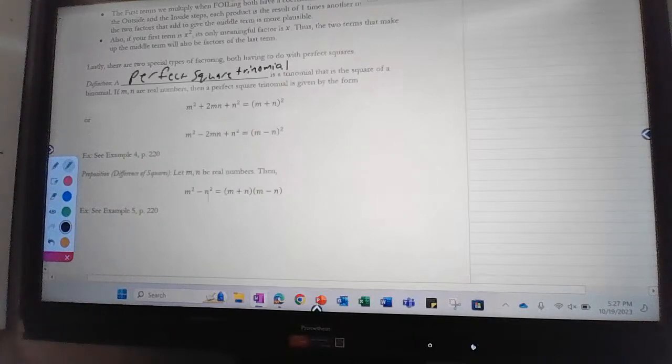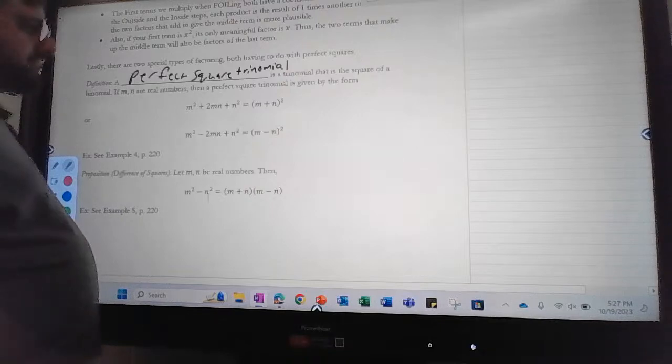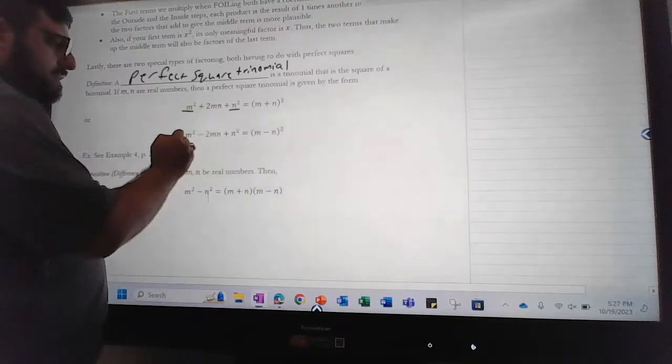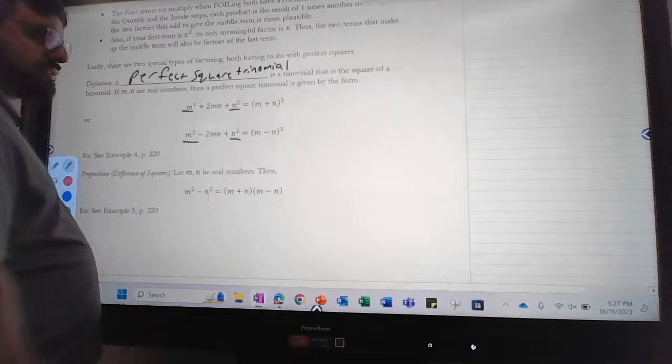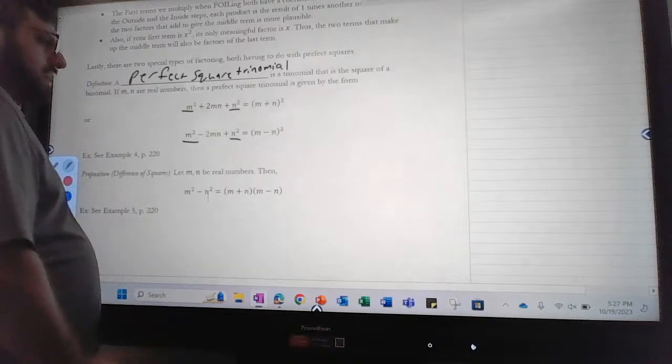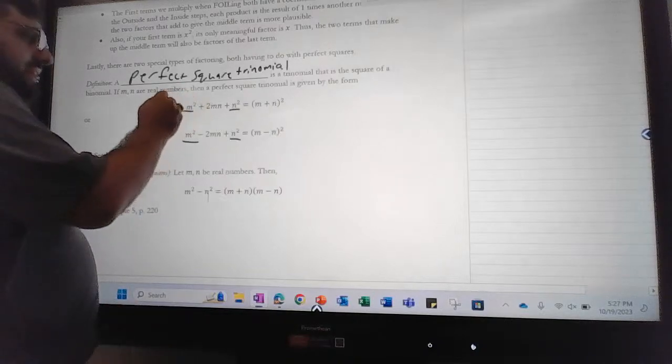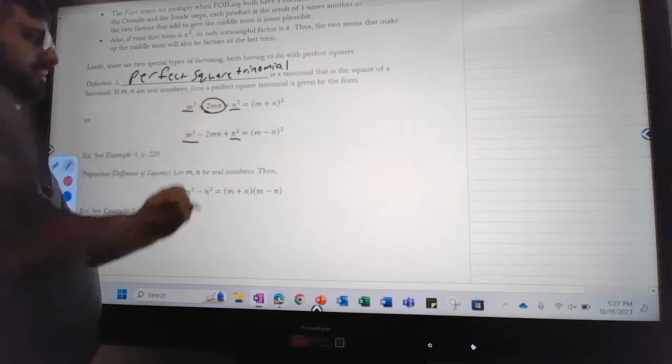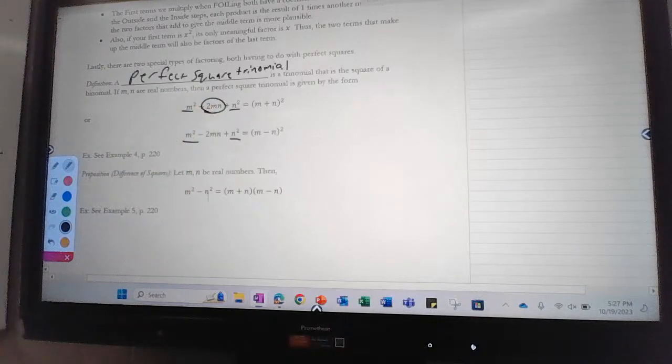All right, so keep in mind that there are 2 things that we have to look for. First, look at the ends. Are they perfect squares? And if so, then does m times n times 2 give you that middle term? Okay, let's look at an example here.